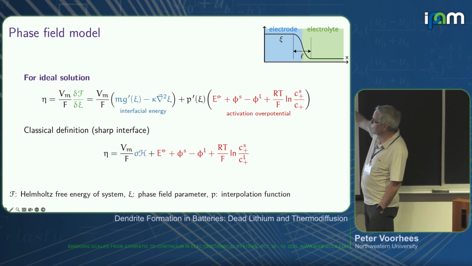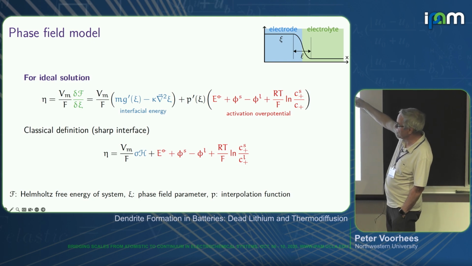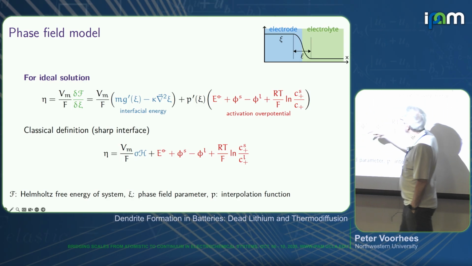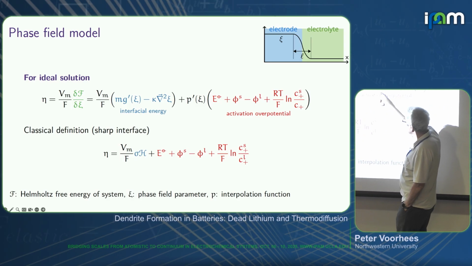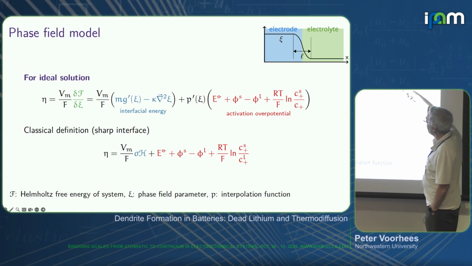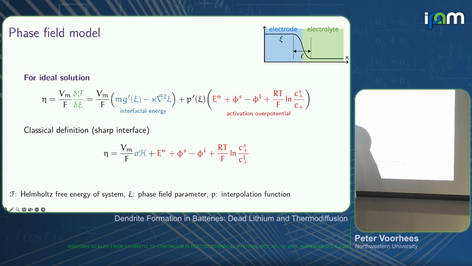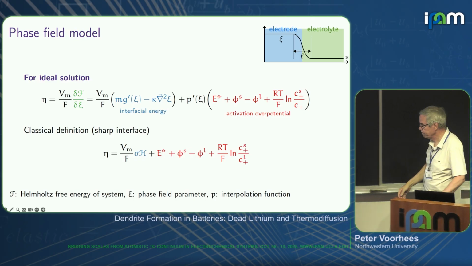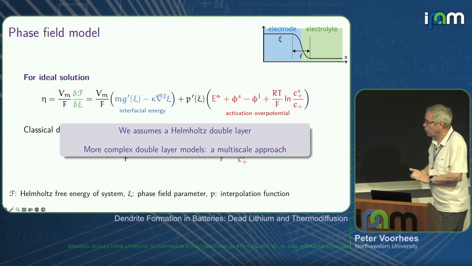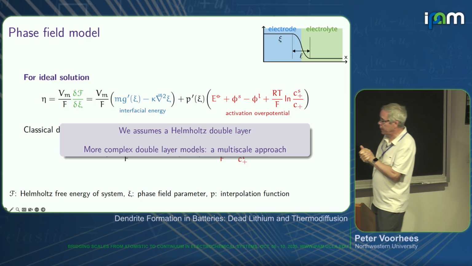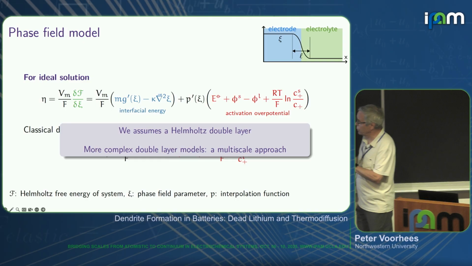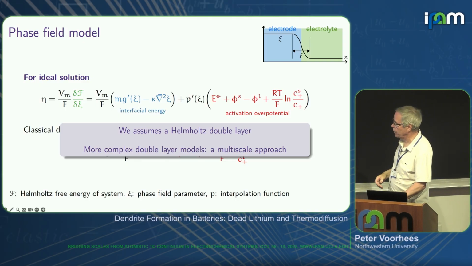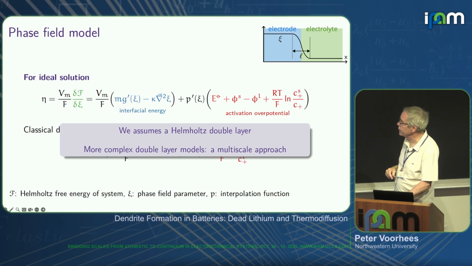The phase field model resembles this somewhat. The interfacial energy term sits here, and the activation overpotential sits here. But these quantities now are defined at all positions in space, so they're not just sitting on the interface itself. So we have to have a model for what goes on at the interface. We just use a simple Helmholtz double layer, but we can, of course, use other models as well if we wanted to. But we started with a Helmholtz double layer at the interface.